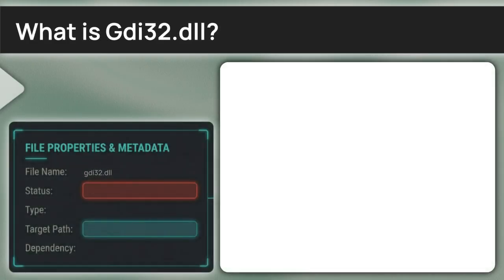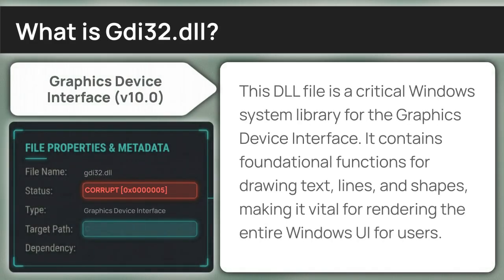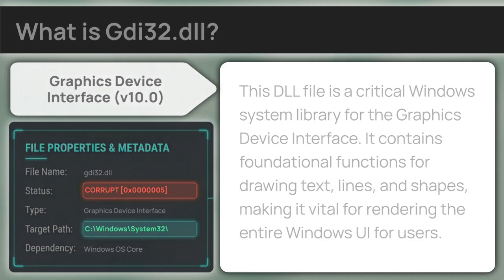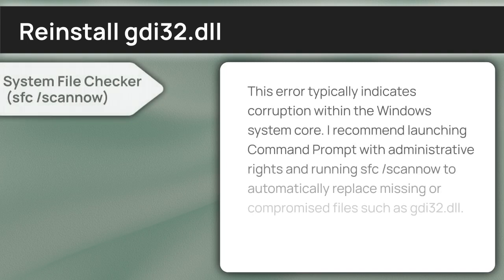This DLL file is a critical Windows system library for the graphics device interface. It contains foundational functions for drawing text, lines, and shapes, making it vital for rendering the entire Windows UI for users. Enough of the technical side. Let's get these files back onto your system. This is a core Windows system file issue.